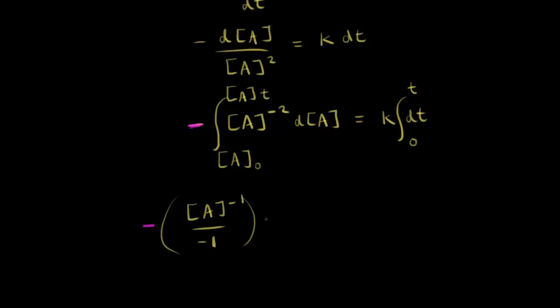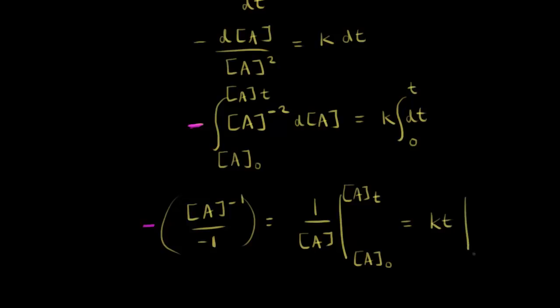This would be equal to, let me just rewrite this here. This would be the same as 1 over the concentration of A. So you have two negative signs, and so now you have a positive. So this would be 1 over the concentration of A, since A to the negative first is 1 over the concentration of A. We're evaluating this from our initial concentration to our concentration at time t. And on the right side, the integral of dt would just be t. Right? So we have kt, evaluated from 0 to t.